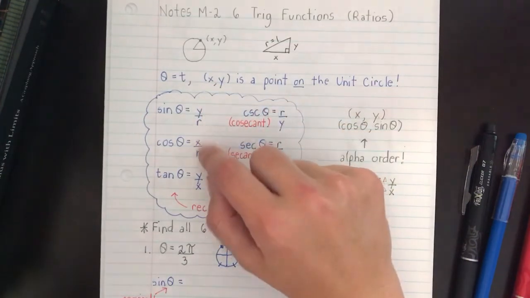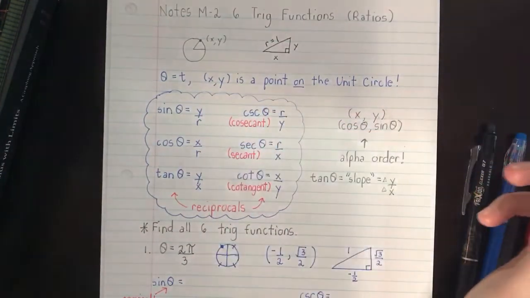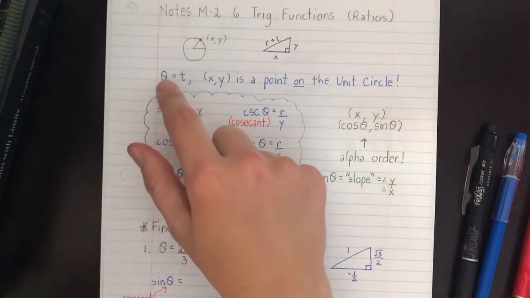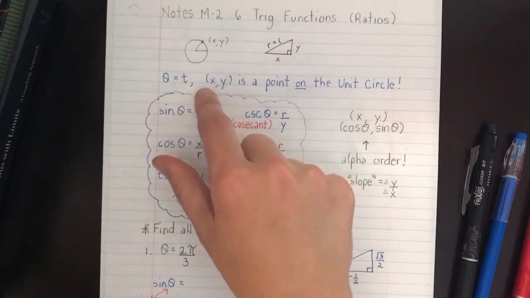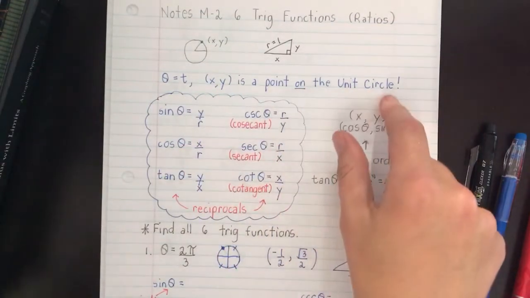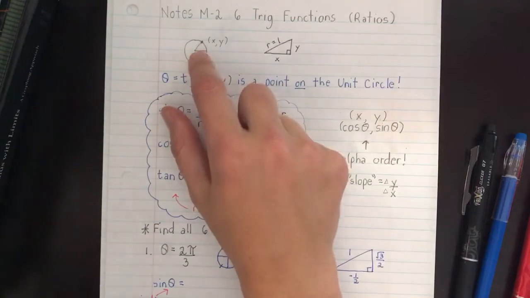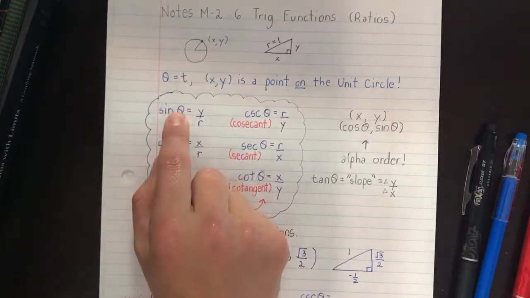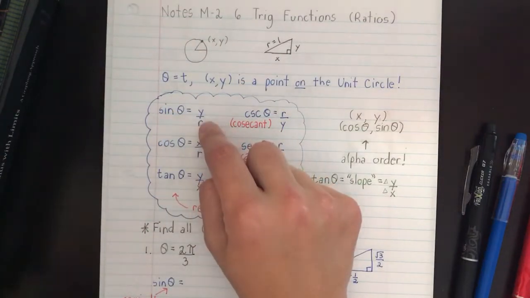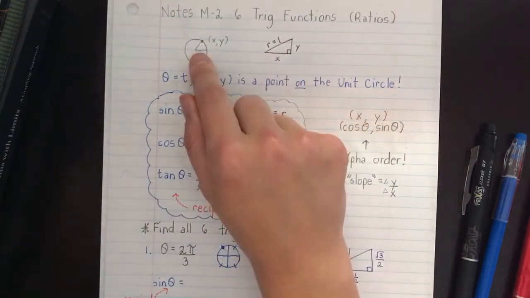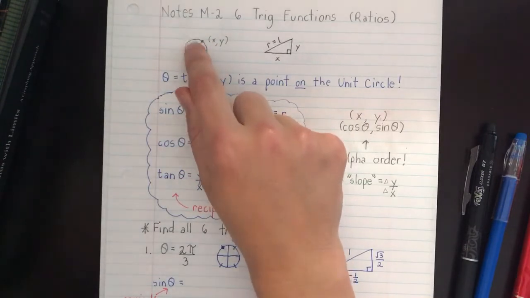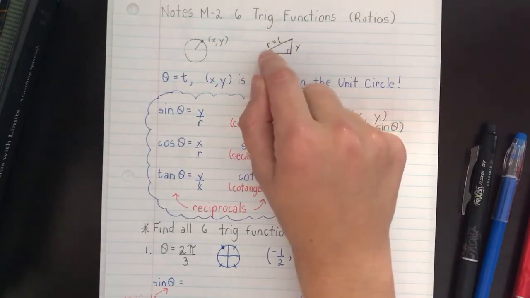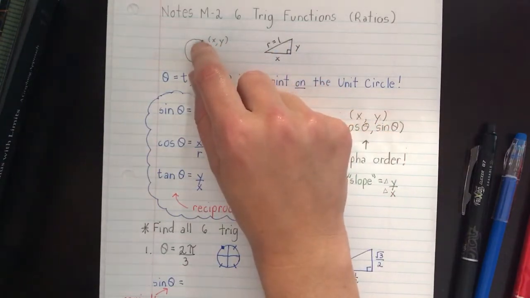Where we get these from is thinking back to SOHCAHTOA. So if you're given an angle measure, whether it be theta or t, I want you to think of x, y as a point on the unit circle. So if I ask you to find the sine of a certain angle measure, where did y over r come from? Well, think about the triangle within the unit circle. I'm always talking about the angle within the circle, whether it be a little bit taller or a little bit shorter.